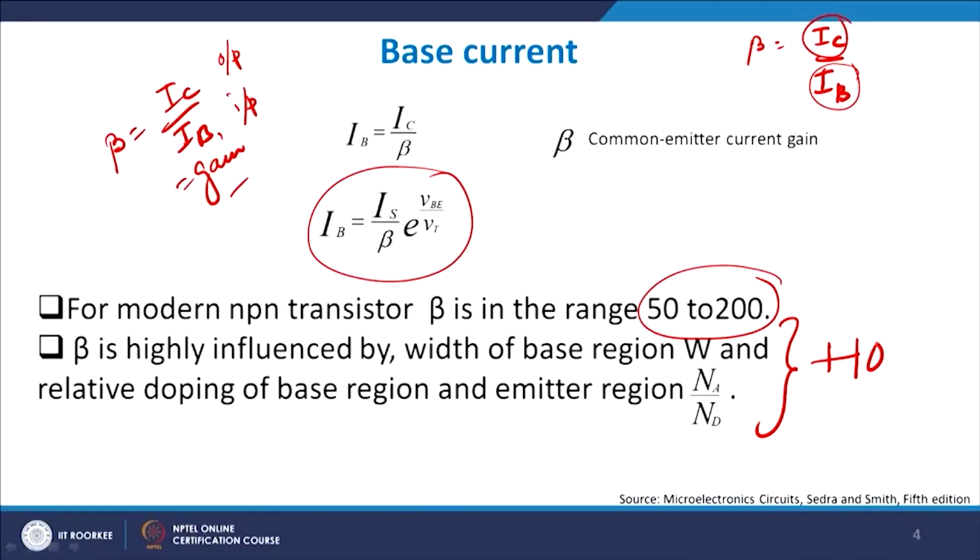I will leave as an exercise to you to please understand why beta depends upon the width of the base region. If it is very thick, then beta is relatively small. If it is very thin, beta is relatively large, and so on and so forth. I leave as an exercise to you to find out the value.